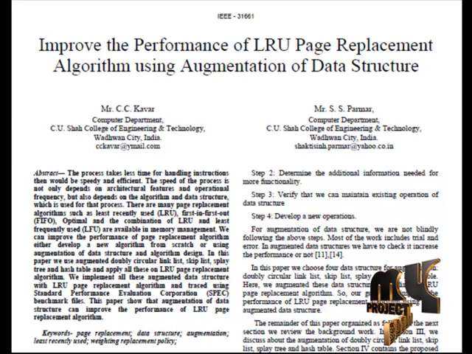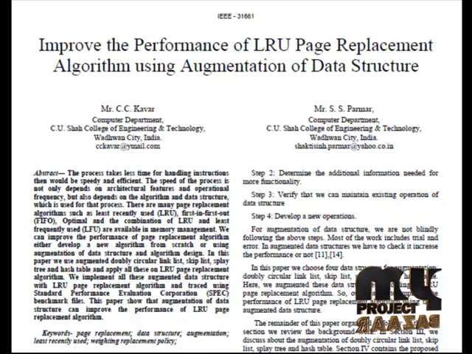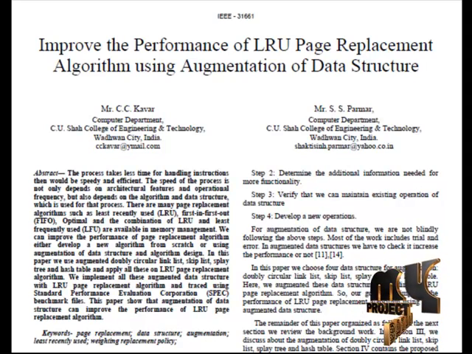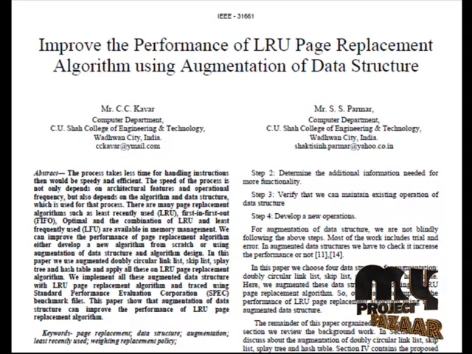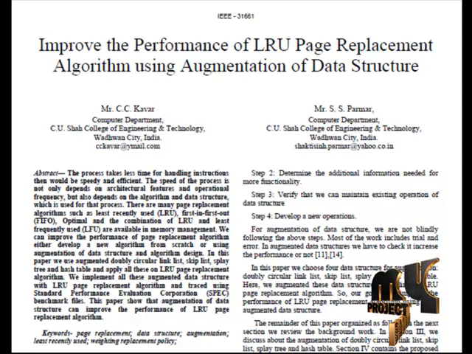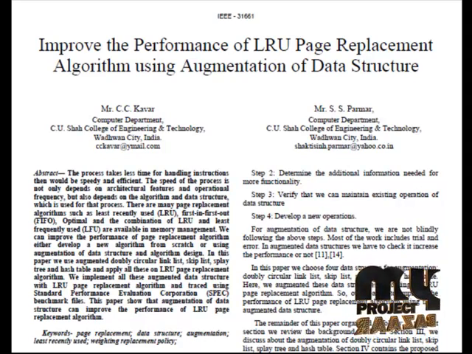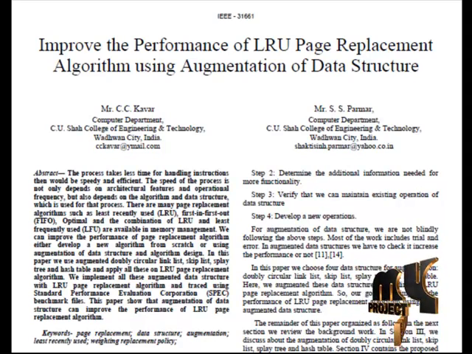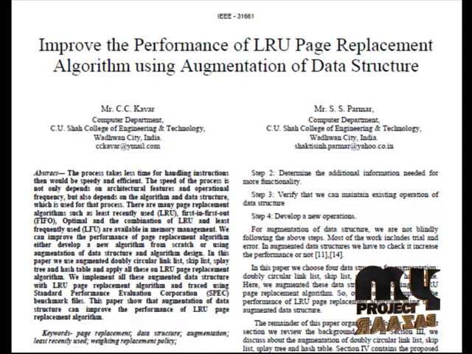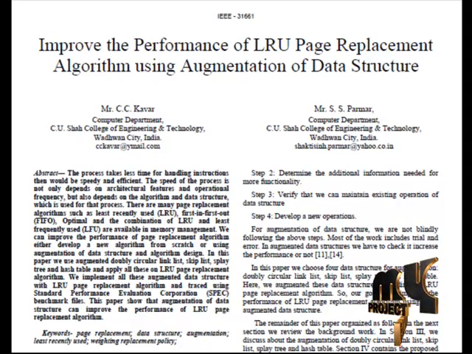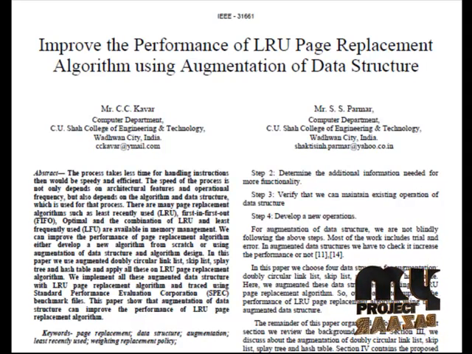The difficulty is that the list must be updated on every memory reference. Finding a page in the list, deleting it, and then moving it to the front is a very time consuming operation, even in hardware. However, there are other ways to implement LRU with special hardware. Let us consider the simplest way first.